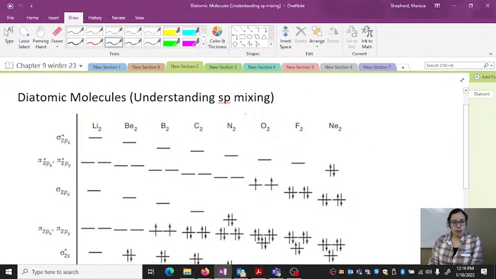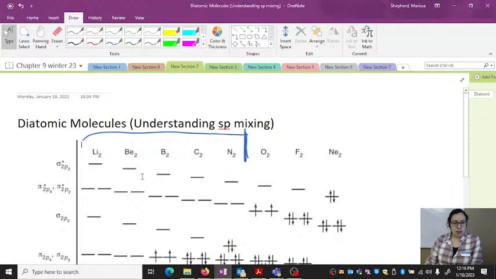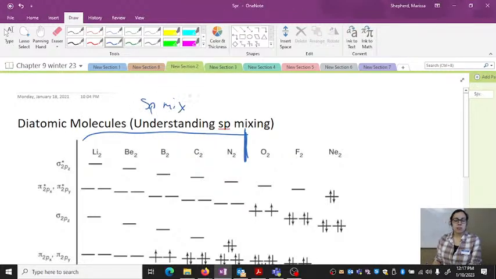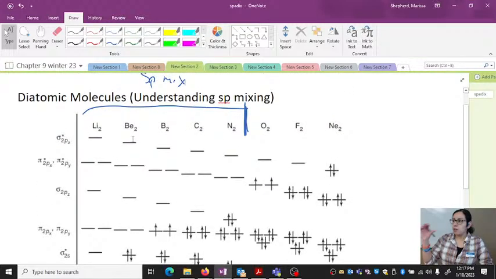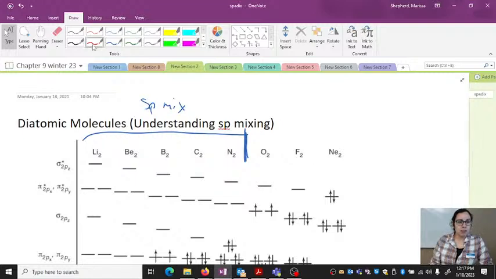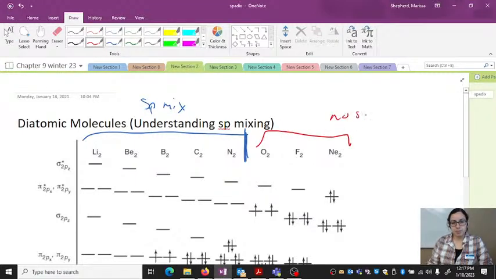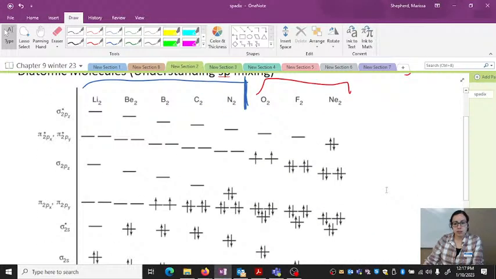And so basically, here's where there's a switch. So lithium to nitrogen, all these simple diatomics, these do SP mix. And so the other reason why we can invoke SP mixing is that there isn't a large gap between the P and the S orbitals. But as we get further down and more electronegative, now there's no longer SP mixing. So now the S and the P are just too far apart, and so they don't really mix.